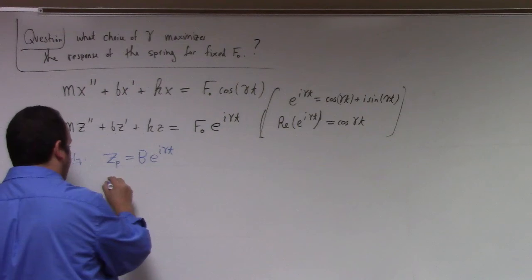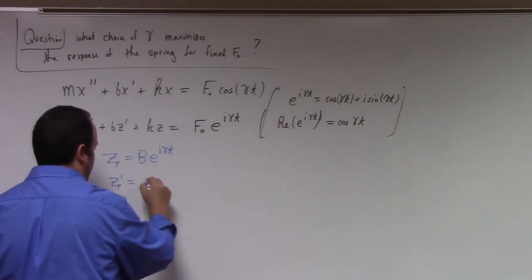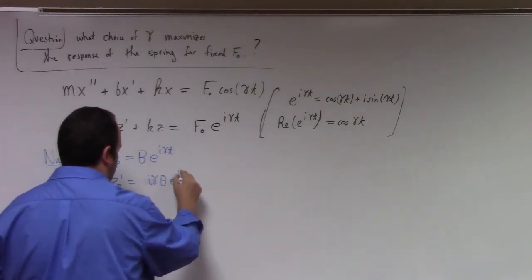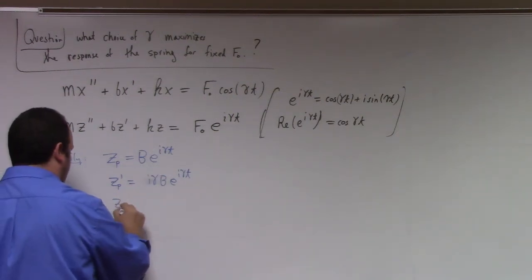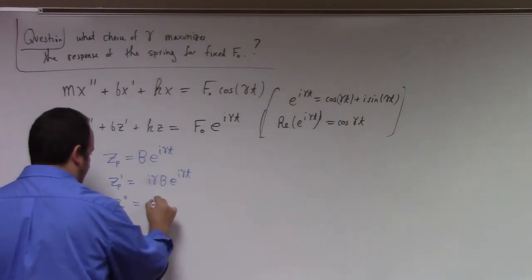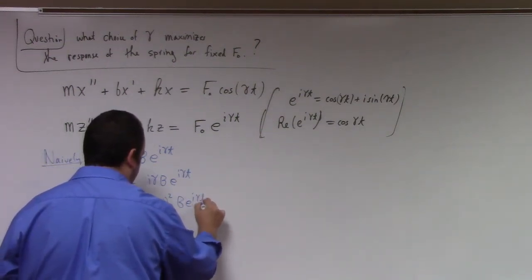What's z_p'? You've got yourself iγB e^(iγt). Chain rule. And z_p'' is (iγ)² B e^(iγt).